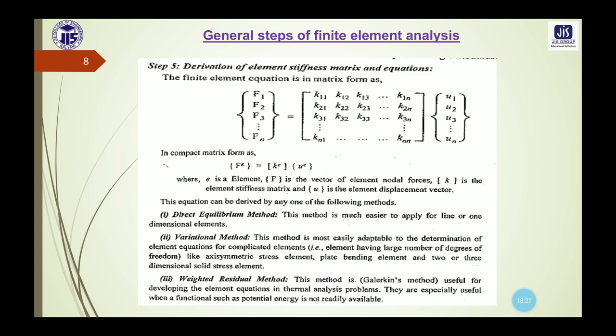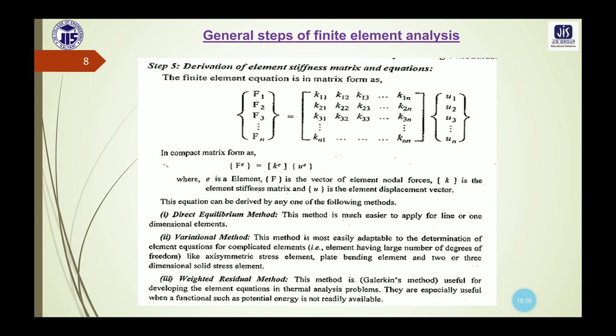Based on this formula, some numericals will be discussed in the second module, which is based on the one-dimensional problem. Now this equation, F = Ku, can be derived by any of the following methods. What are those methods? Number one is the direct equilibrium method. This method is much easier to apply for line or one-dimensional elements.